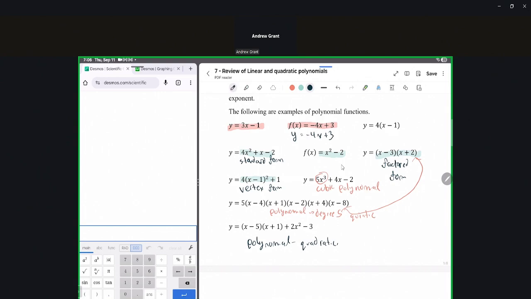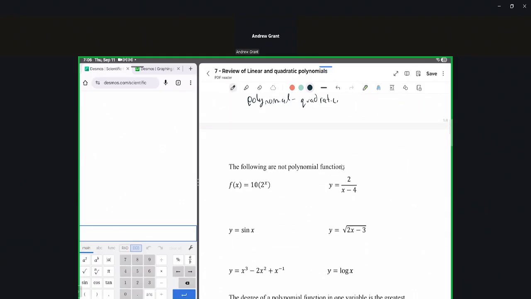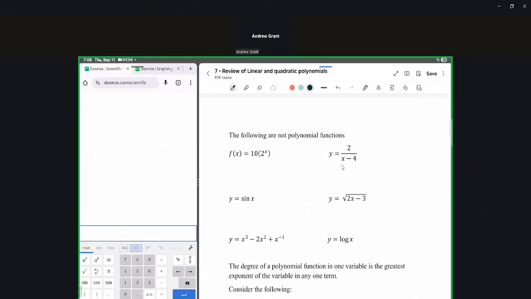Okay, since if you were to expand or multiply out the (x minus 5)(x plus 1), that forms a quadratic, and then you're adding on another quadratic. Hence, the resulting expression is a quadratic. So the following here are not polynomial functions. And these all have names, which I'll go ahead and name for you.